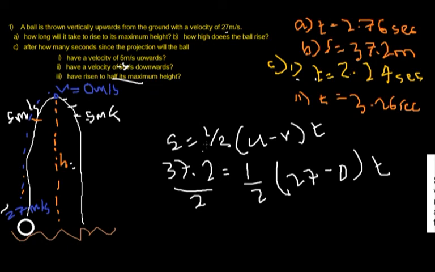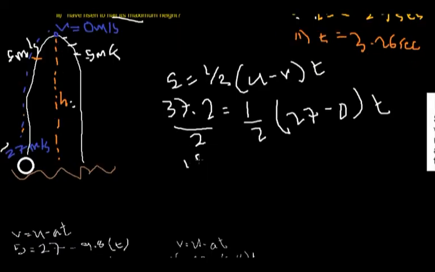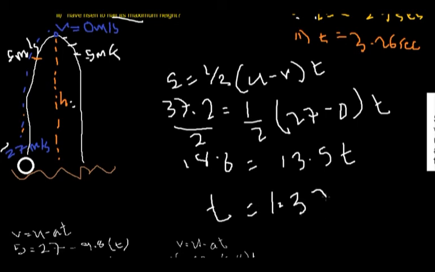37.2 divided by 2 is 18.6. 18.6 is equal to half times 27 minus 0, which is 27, times half is 13.5, multiplied by t. Divide both sides by 13.5. 18.6 divided by 13.5 is 1.37 seconds. So that's the time it took for the ball to rise to half its maximum height.